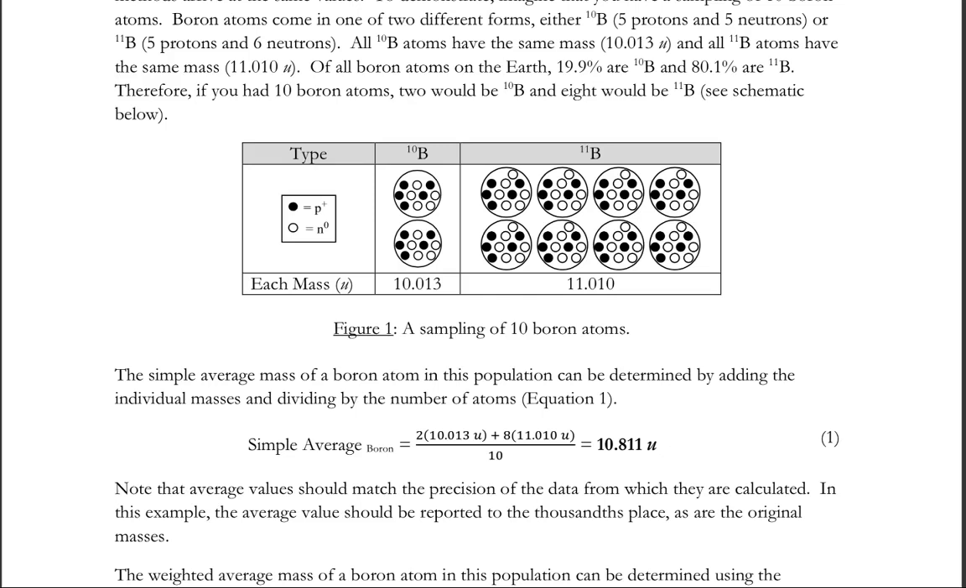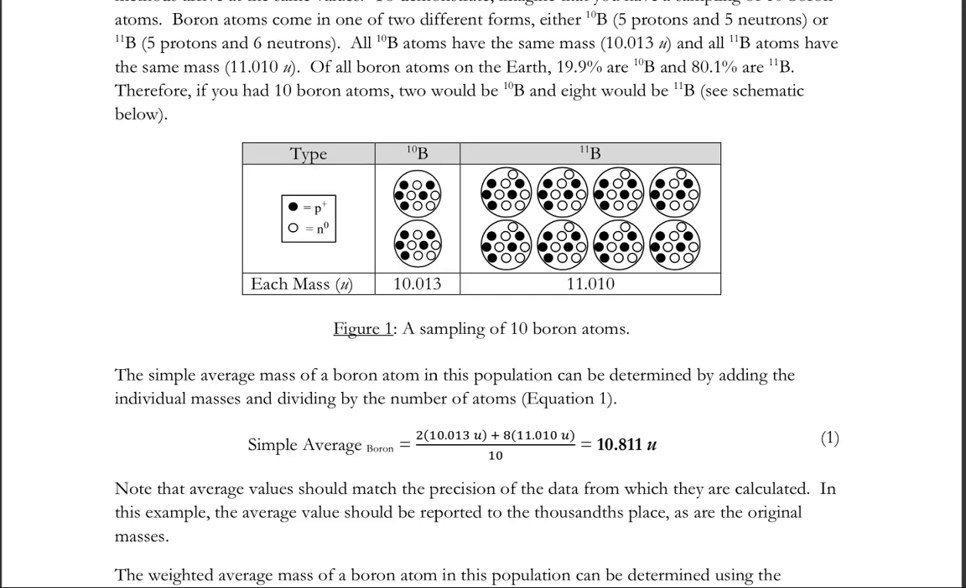The mass number of boron 10 is 10, that's 5 protons plus 5 neutrons. The mass number of boron 11 is 11, and that is 5 protons plus 6 neutrons. We're told that the mass of each isotope is, for boron 10, 10.013 u, and for boron 11, 11.010 u. We're also told that the abundances, which come from mass spectroscopy, are for boron 10, 19.9%, and boron 11, 80.1%.